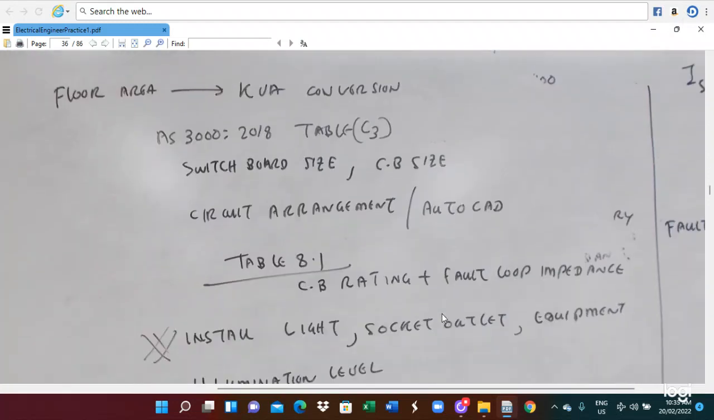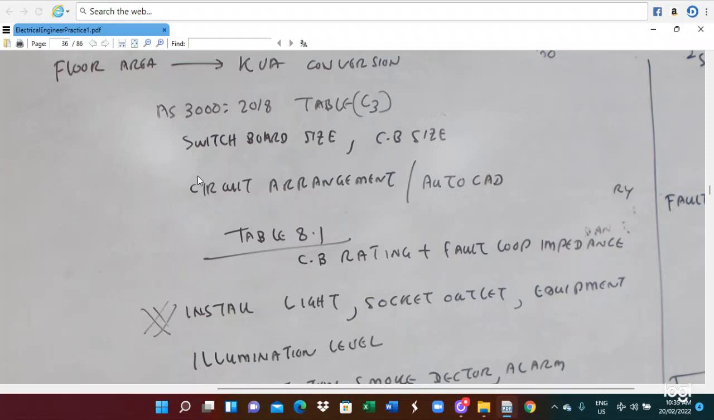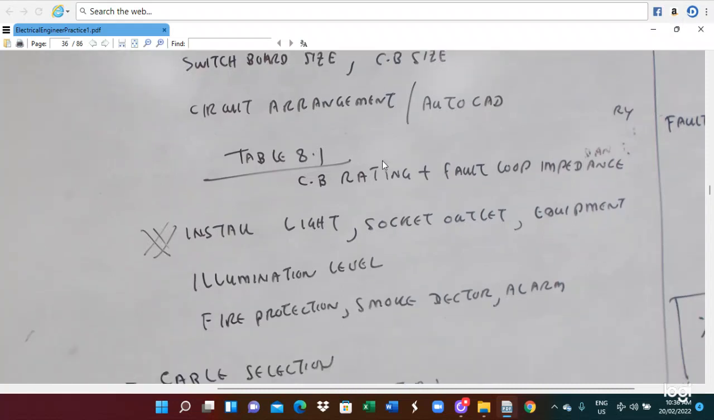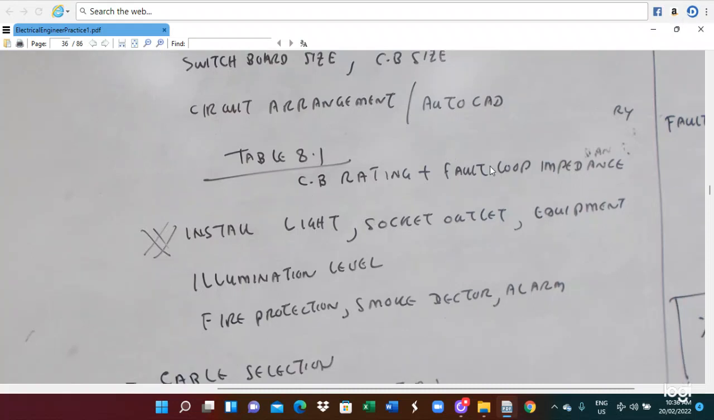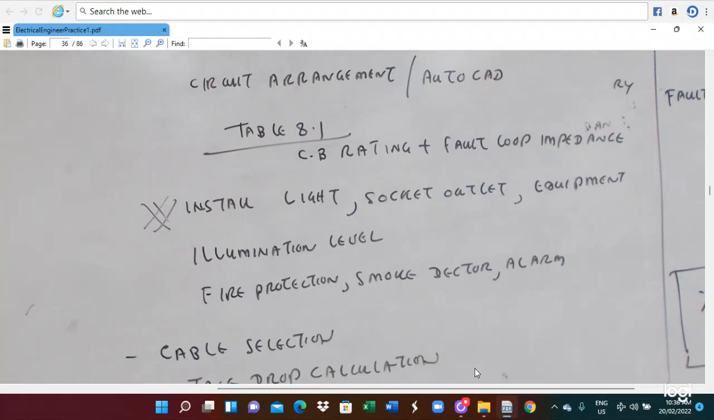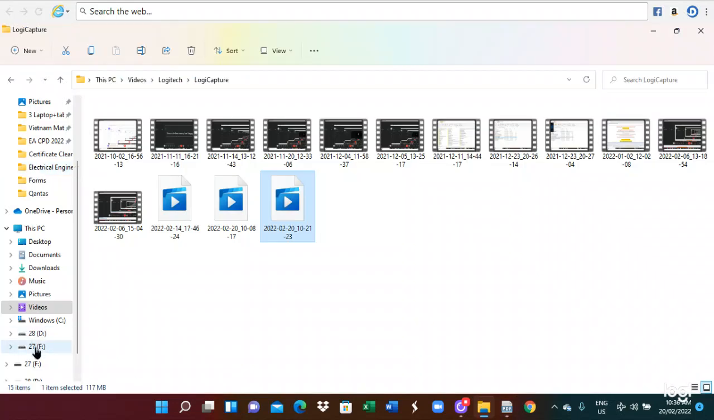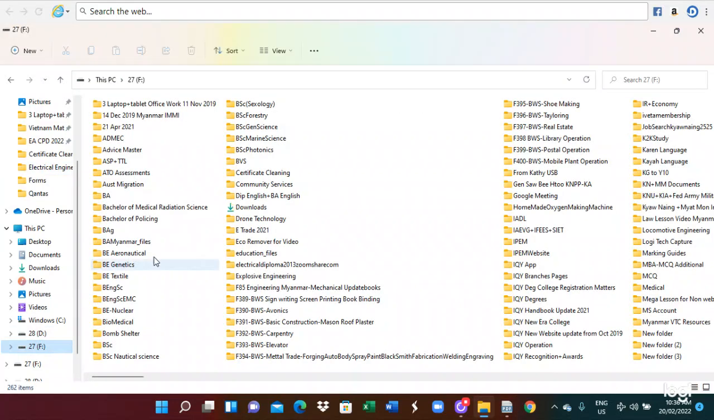Now the thing is we have to calculate the floor area. So in the design diagram, floor area to kVA conversion can be utilized. So the AS3000 2018 Table C3 has to be utilized. In this case, on the switchboard side and the circuit breaker side, current and circuit arrangement have to be utilized. So in this case, AS3000 Table 8.1 is talking about the circuit breaker rating and fault loop impedance rating. This is about how the circuit breaker rating and fault loop impedance ratings are related. So this is what we have to look at, Table 8.1 of the AS3000.